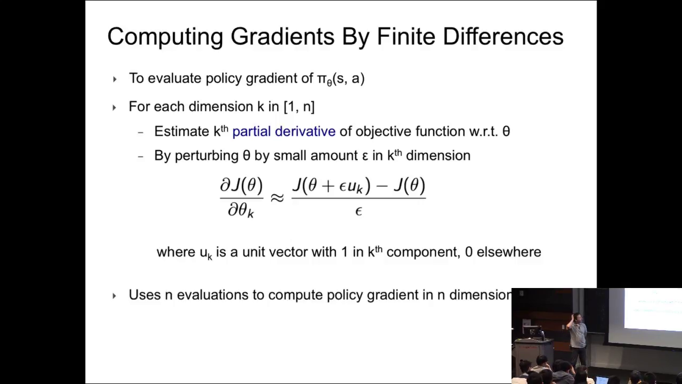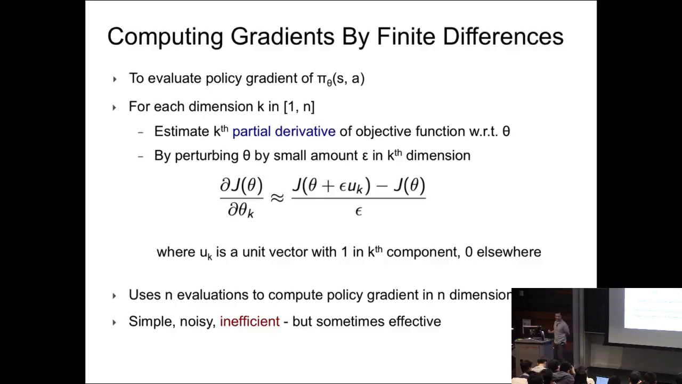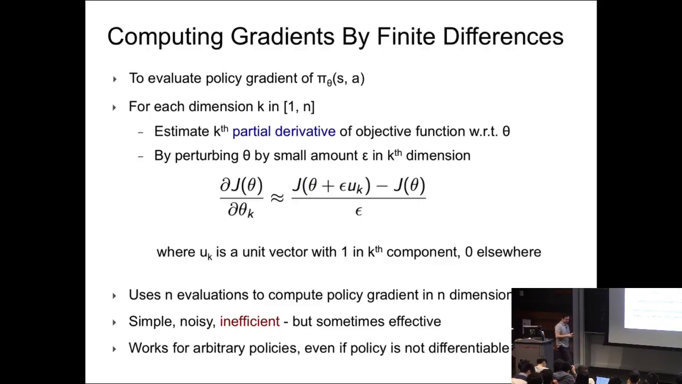So you can use n evaluations to compute the policy gradient in n dimensions. Obviously, this is very inefficient, but sometimes it can be very effective. It's almost like you're saying, if I take my parameters and change one dimension of them, would the overall policy improve? Obviously, for large-scale problems, it's going to be very inefficient, but sometimes it can be effective because it's simple. And it works for arbitrary policies, even if the policy is not differentiable.